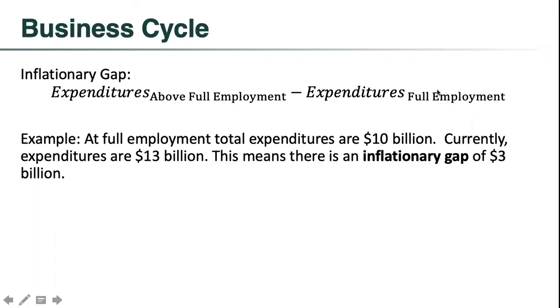We get those from the equations. Are you talking about how we get this number? Like, how did I get this 3 billion? Yes, I know that this is full employment, 10 billion, and I know we're currently at 13 billion. So the expenditures above full employment is 13, and full employment is 10. So 13 minus 10, that's how I got that 3.